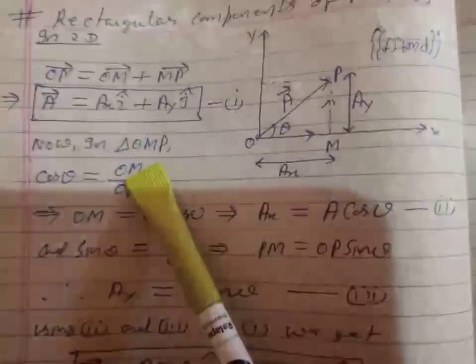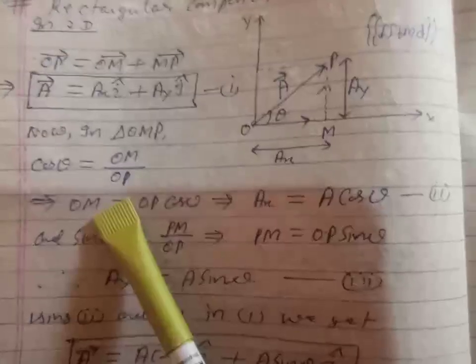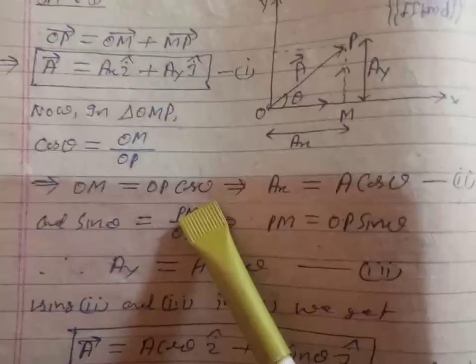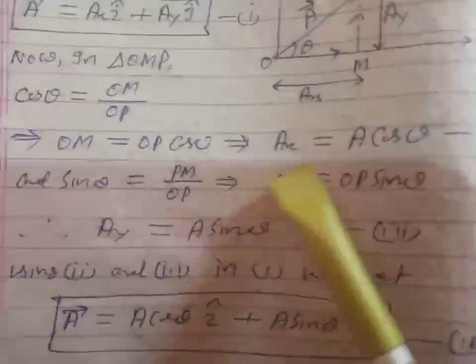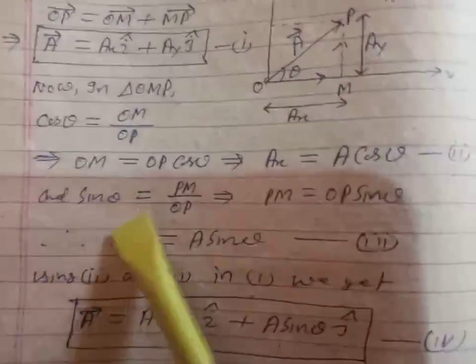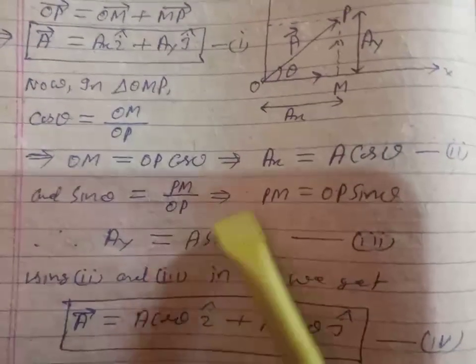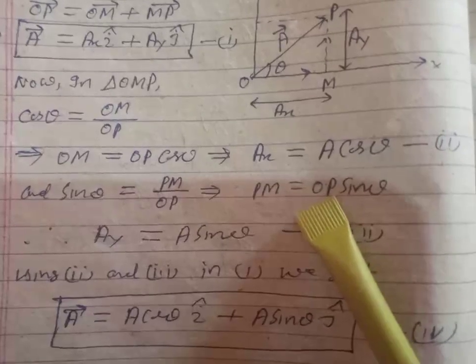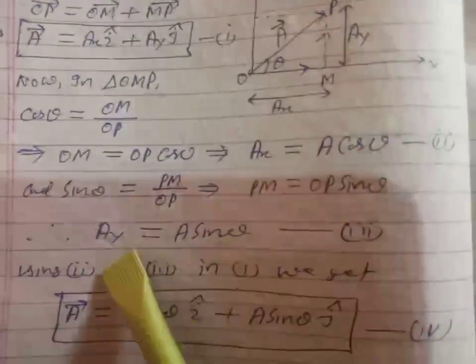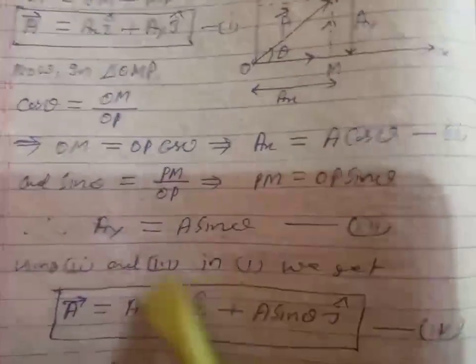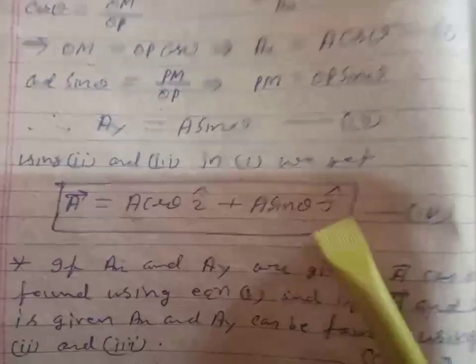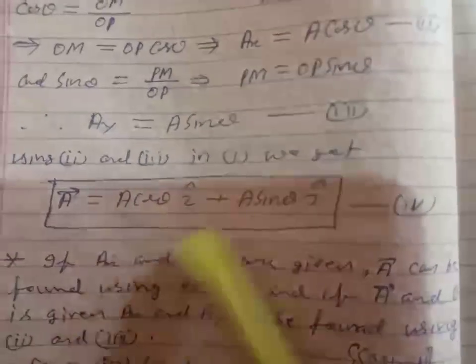Now in triangle OMP, cos theta equals OM by OP. This implies OM equals OP cos theta. Now OM is equal to AX, so AX equals A cos theta, equation 2. And sin theta equals PM by OP. This implies PM equals OP sin theta, and PM equals AY, hence AY equals A sin theta, equation 3. Using 2 and 3 in equation 1, we get A vector equals A cos theta i cap plus A sin theta j cap. This is another form to represent A vector.